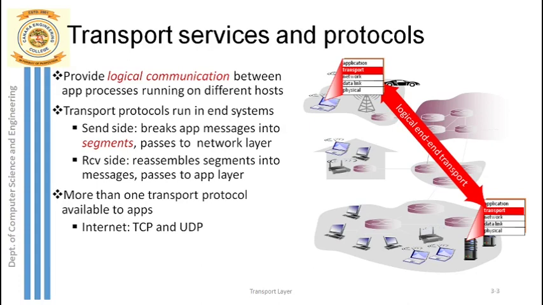Okay, now the two important personalities running in this transport layer. I call them personalities because this transport layer has two very important protocols, and these two protocols are TCP and UDP. Correct? So what are TCP and UDP? These are the two main important protocols running in the transport layer.